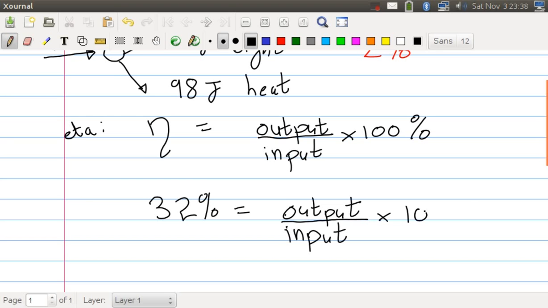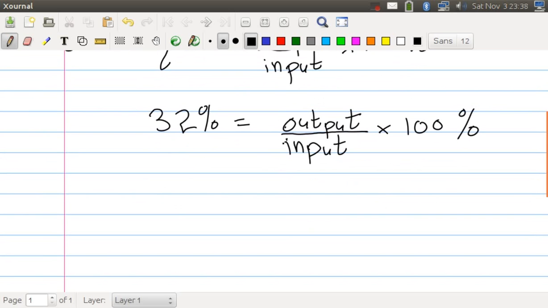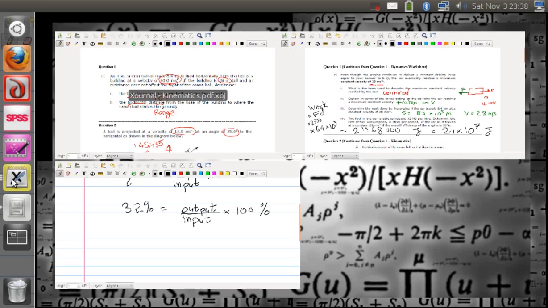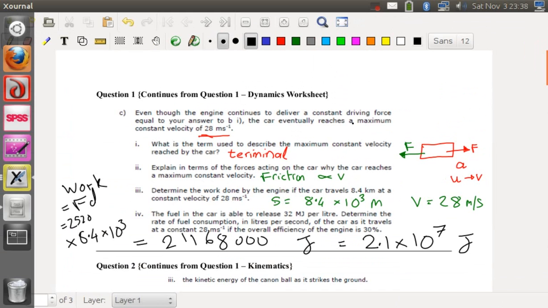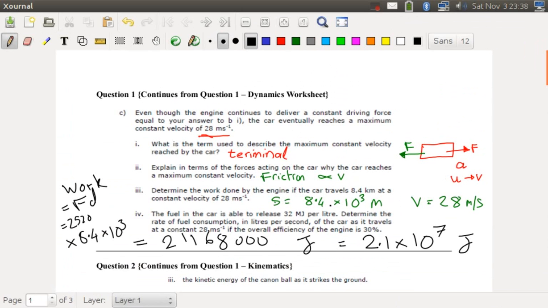Multiplied by 100%. Now, the output energy, let's go back to our information here. This car, as it travels the 8.4 kilometers, it used up a total of 2.1 times 10 to the 7 joules.